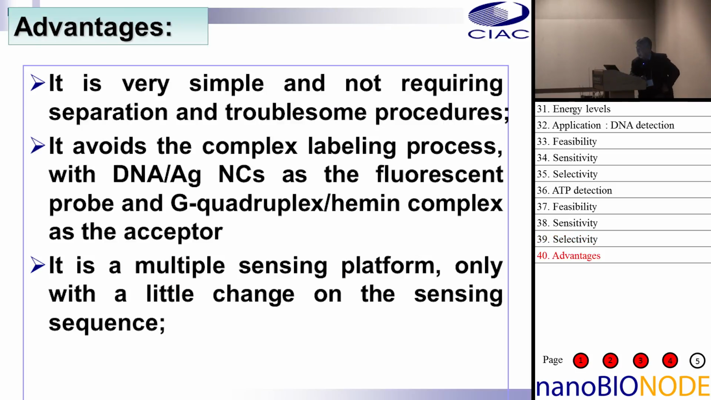So it is very simple and does not require separation and troublesome procedures. It avoids the complex labeling process, with DNA silver nanocluster as the fluorescent probe and the G-Quadruplex Hemin complex as the acceptor. It is a multiple sensing platform with only a little change to the sensing system.